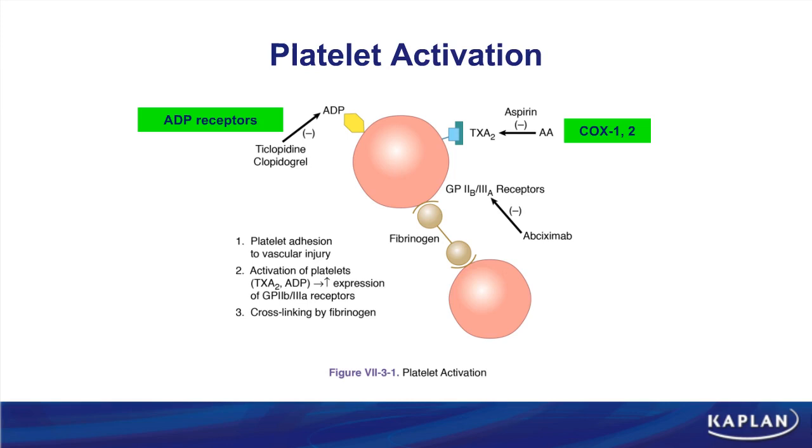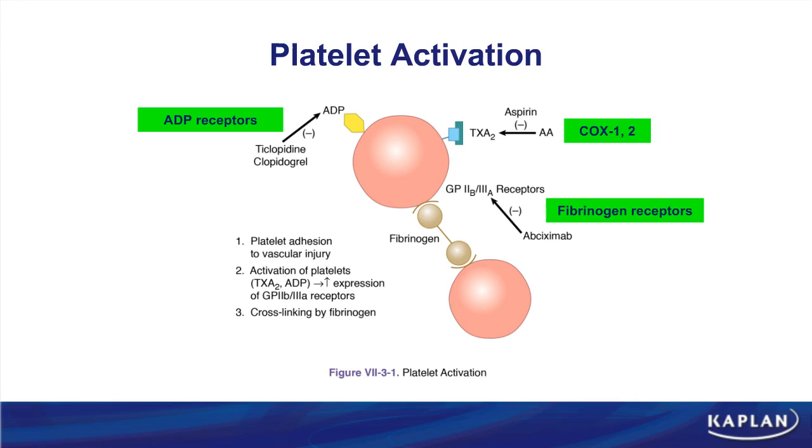Our third mechanism involves blocking the glycoprotein 2B3A receptors with drugs like abciximab. Remember that these are receptors for fibrinogen. If we block these receptors, that would be our third antiplatelet mechanism.